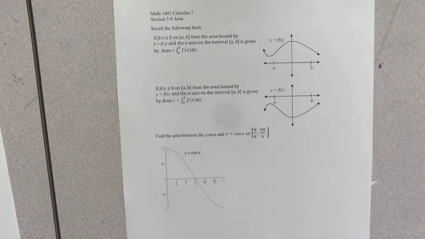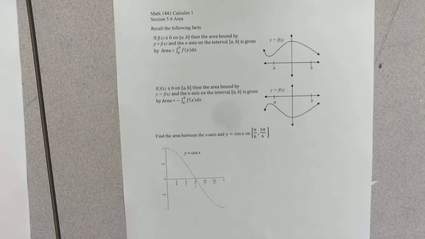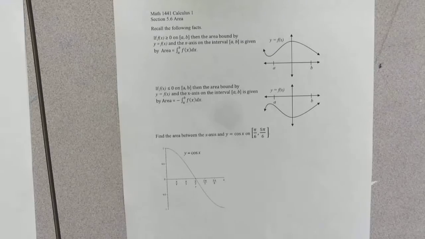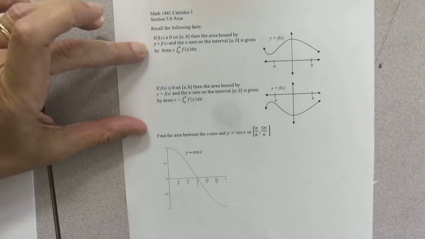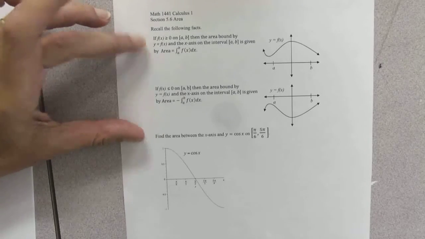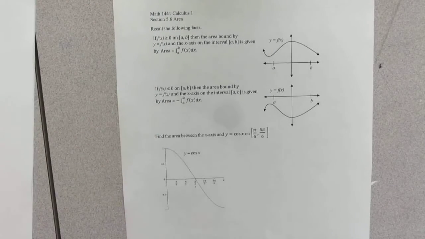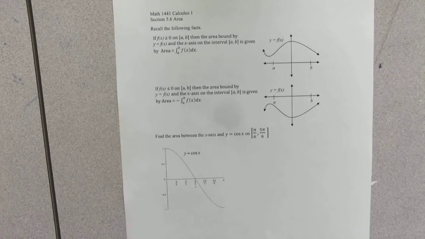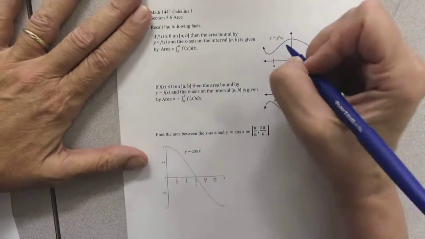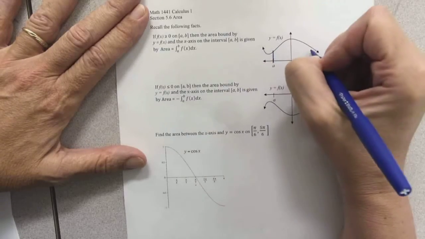Okay, we're at our last section of Calculus 1, Section 5.6, Area. Now, we've already discussed a couple of things about area. If f of x is greater than or equal to 0 on a closed interval a, b, then the area bound by y equals f of x and the x-axis on the closed interval a, b is given by area equals the integral from a to b of f of x dx. And so we're talking about this region right here.